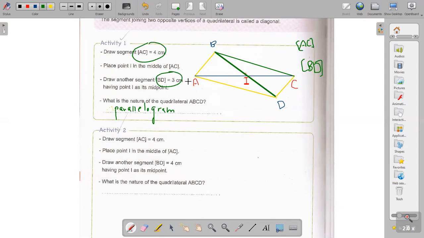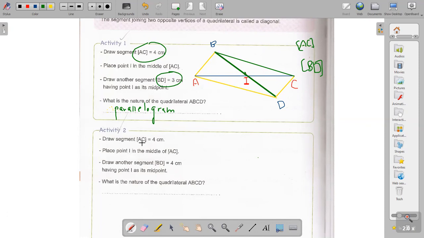Are they perpendicular? Did they say BD and AC are perpendicular? No. So the diagonals of a parallelogram have just one property: they intersect at the same midpoint I. So BD and AC intersect at the same midpoint I.